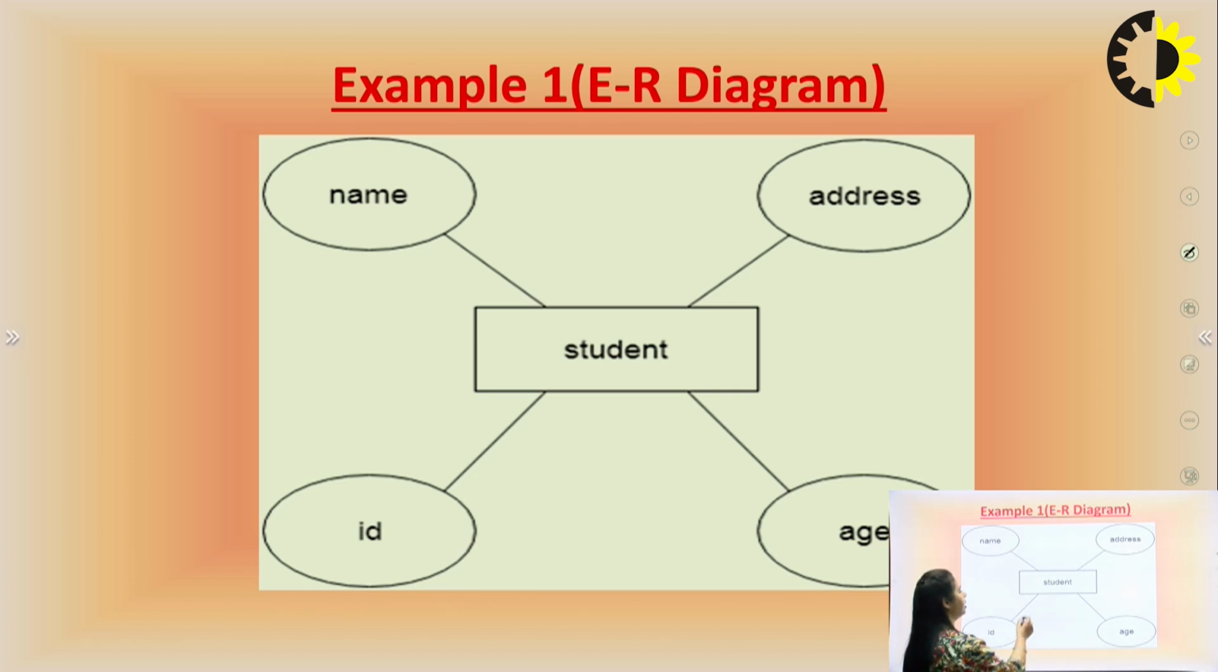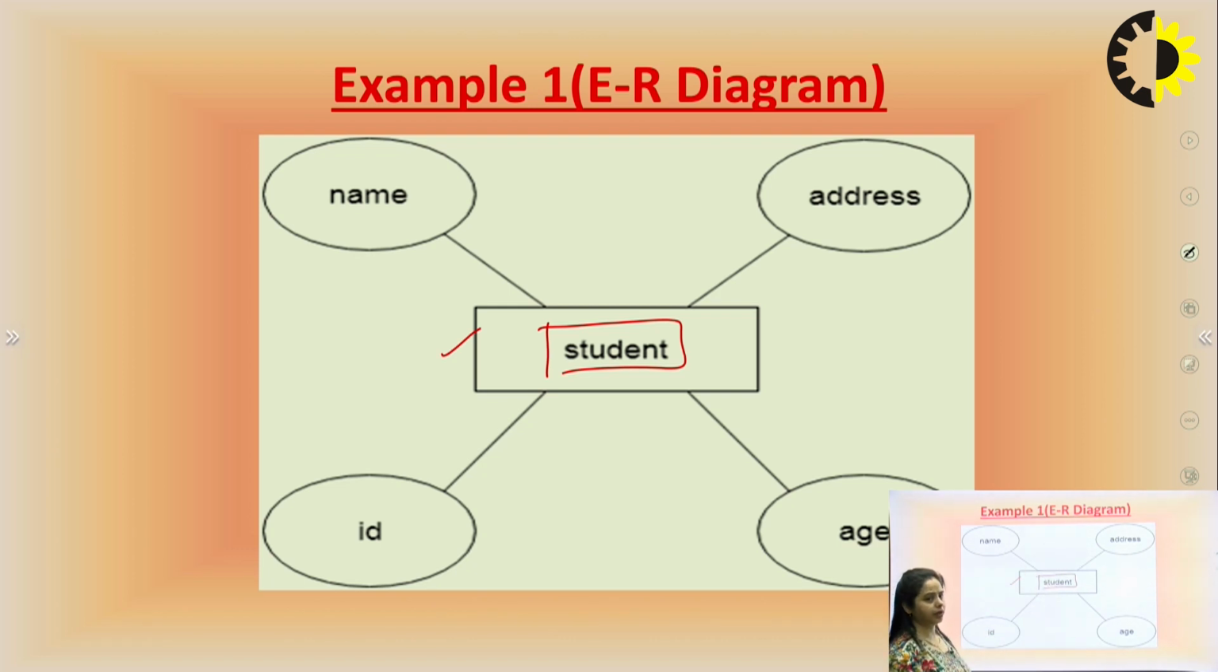Suppose I have an entity student. An entity is represented by a rectangle, so we will place the student entity in a rectangle. Now, ID, name, address and age are the properties of a student, so they will work as attributes for the entity student: name, address, age and ID.